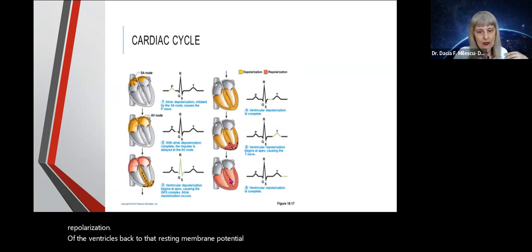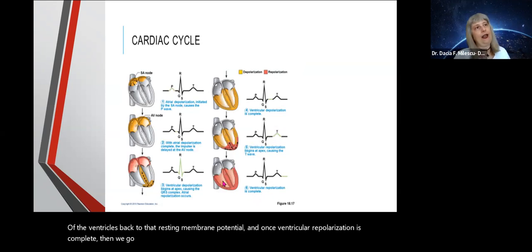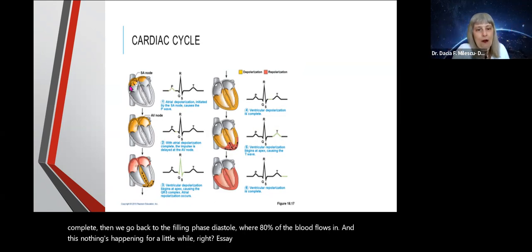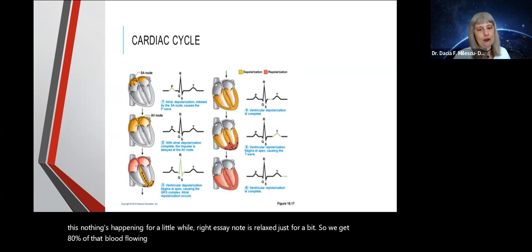And once ventricular repolarization is complete, then we go back to the filling phase, diastole, where 80% of the blood flows in. And nothing's happening for a little while, right? The SA node is relaxed just for a bit till we get 80% of that blood flowing in through the atria and the ventricles. And the cycle continues to repeat itself.